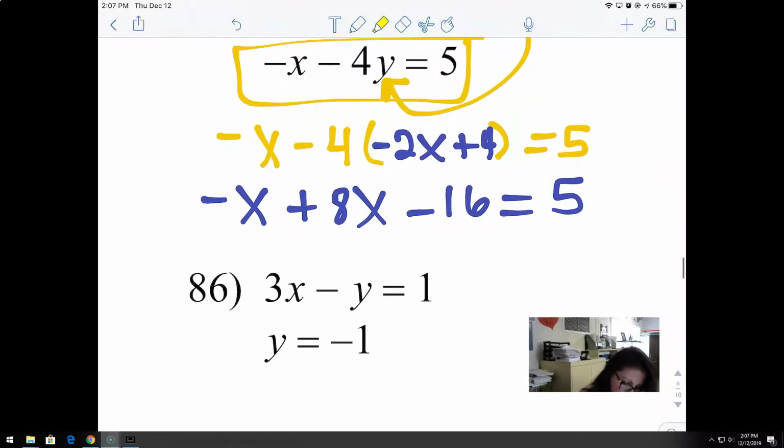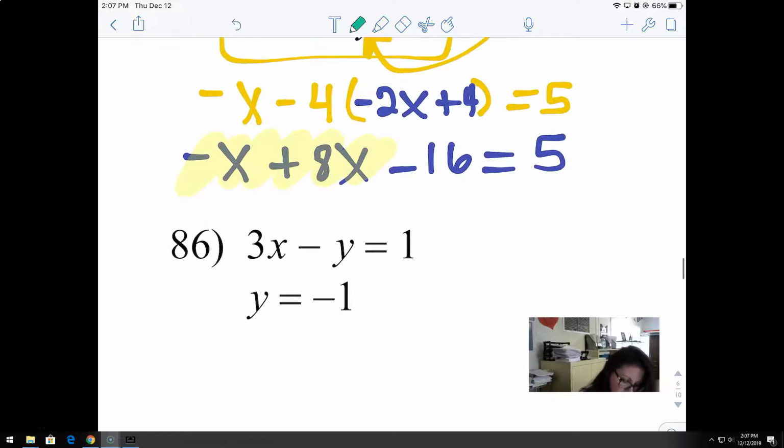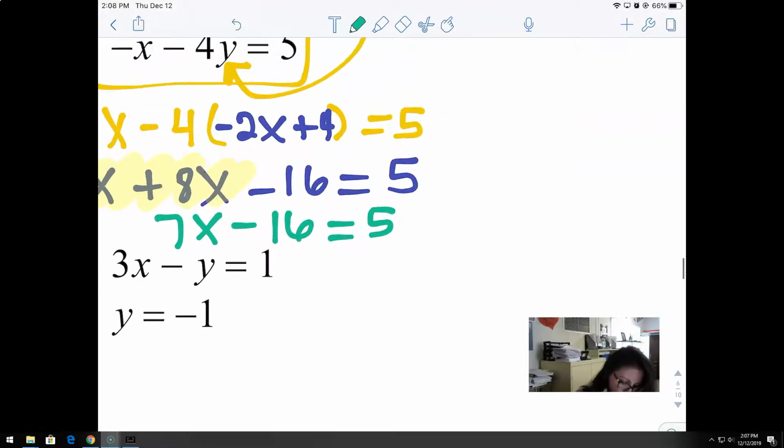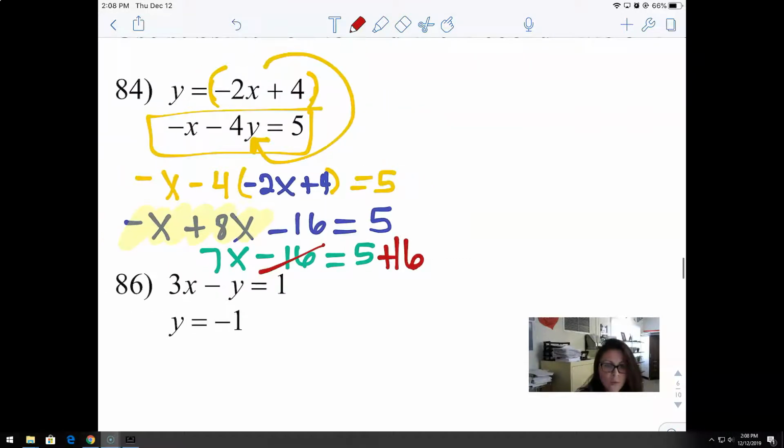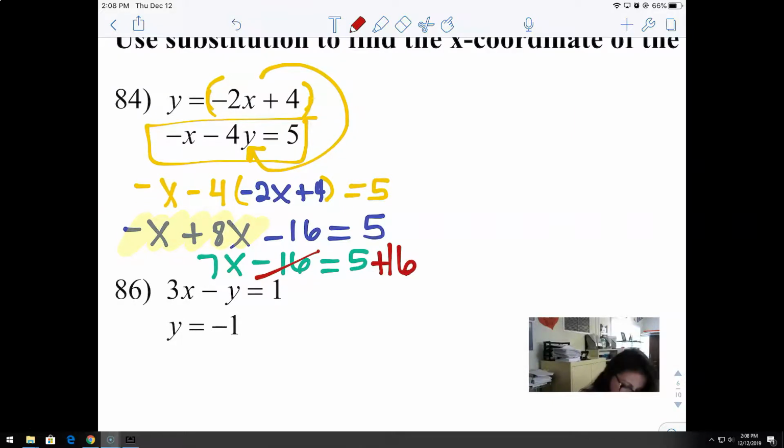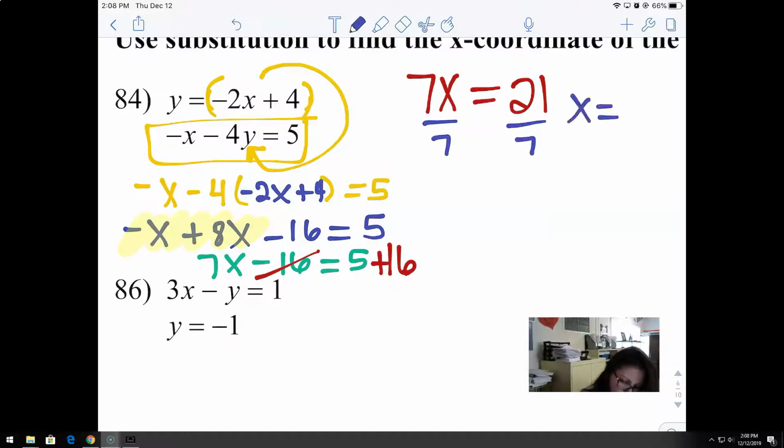Now I'm going to combine like terms to give you 7x minus 16 equals 5. Now I'm going to add 16 to both sides to eliminate it. So add 16, add 16. What I do to one side, I do to the other. So what I'm left with is 7x on the left side, equals 5 plus 16, which is 21. Now I'm going to divide both sides by 7 to get x equals 3.